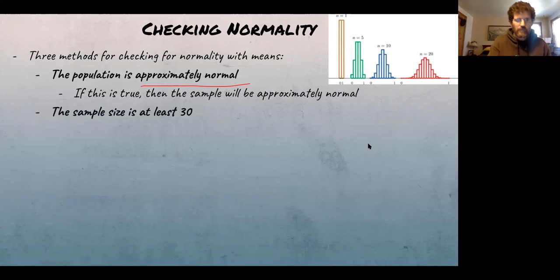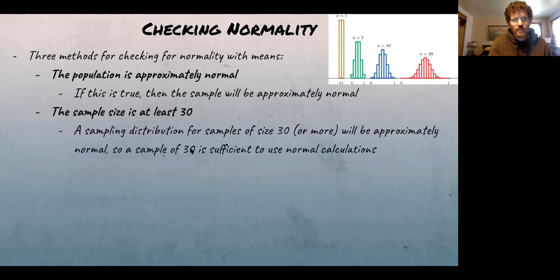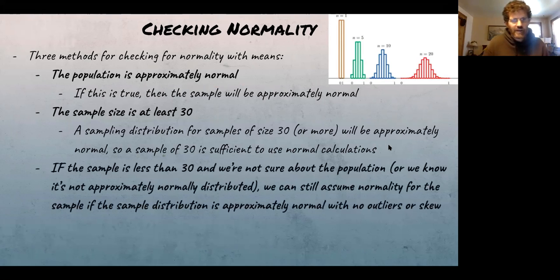And at that point, the central limit theorem is what kind of takes over, and we end up with an approximately normal sampling distribution. So that is going to be sufficient for us to call it approximately normal. This last one is a last resort. In fact, it says it's a last resort. If the sample is less than 30 and we're not sure about the population, really I should cross this out. So if it's less than 30 and we're not sure about the population, we can still assume normality for the sample if the sample distribution is approximately normal with no outliers or skew.